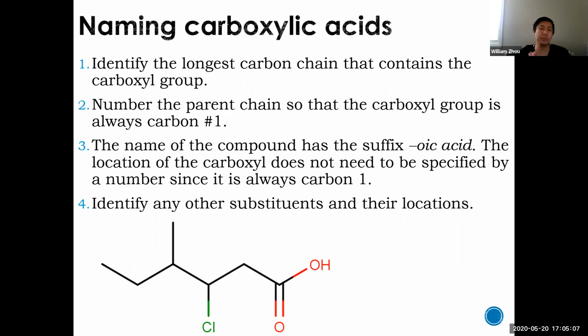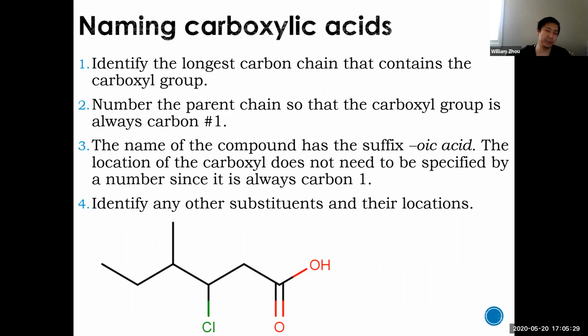So all you have to do is end your name with the suffix oic acid. All right, notice that there is a space between the oic and the acid. This is one of the few examples where a space can be had in your name. Okay, but all the other ones we've learned so far, no space. Of course, you will identify all the other substituents.